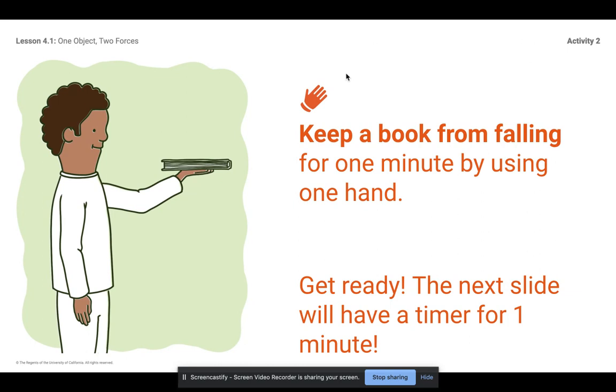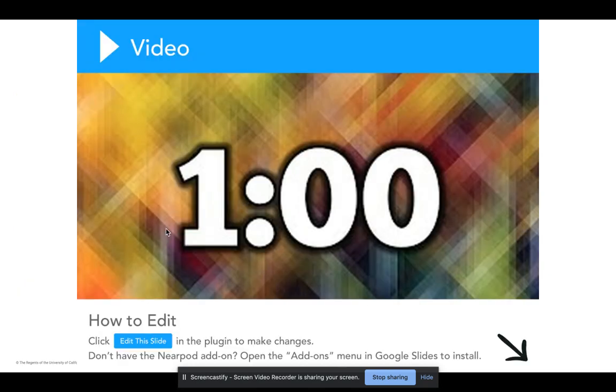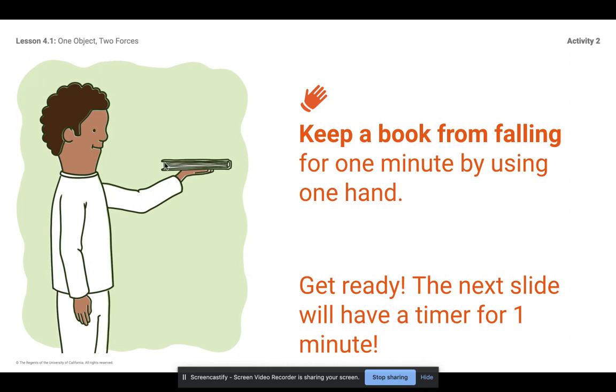But I want you to look at our friend right here. He doesn't have his arm close to him. He has it sticking far away. So that's what I want you to do. You're going to keep your arm far away, holding your workbooks and your binder. Try to do that for 1 minute. I want you to get ready because on the next slide, you're going to have a timer for 1 minute and you're going to press it whenever you're ready.